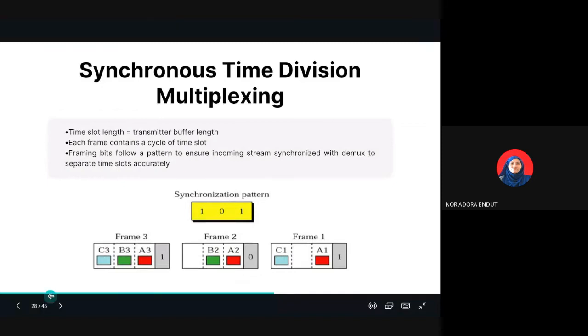Okay, so this is an example of how to synchronize. Put pattern 101. So at the beginning of the frame you add a 1 bit. Okay, so 101.